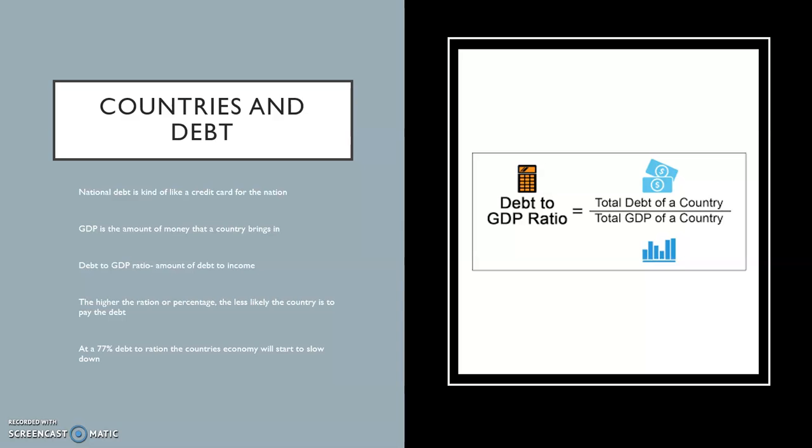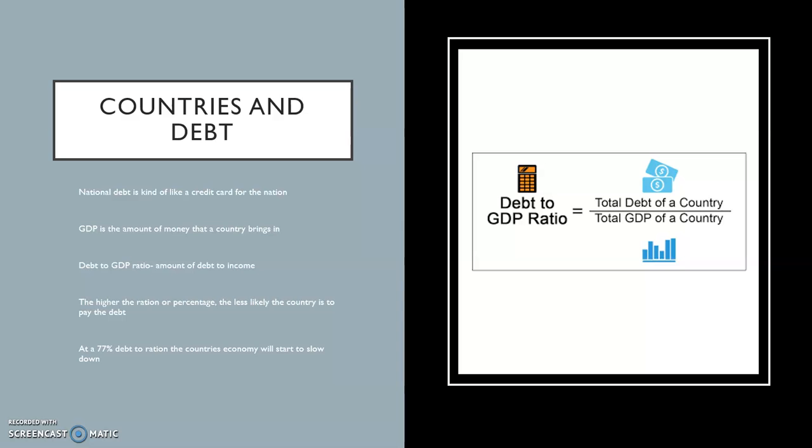So most countries in the modern world use debt. Here in America, we have a national debt of more than $20 trillion, as most people know. In simple terms, national debt is kind of like a credit card for the nation. The GDP is comparable to a job that brings in the money. So the debt is the credit card, the GDP is the income.